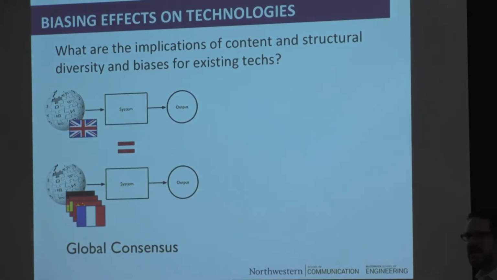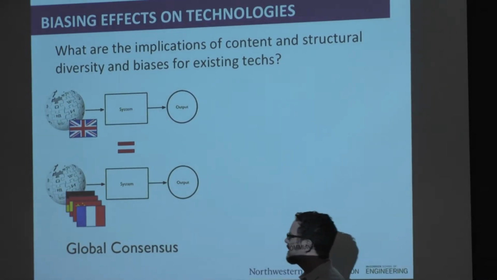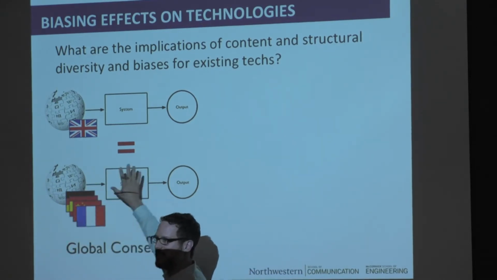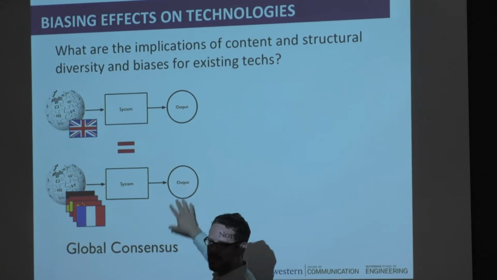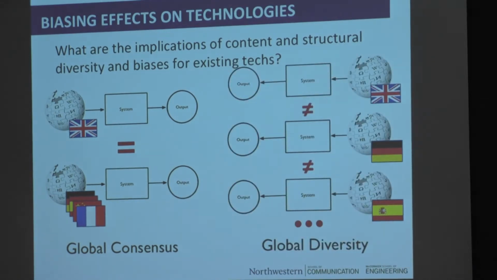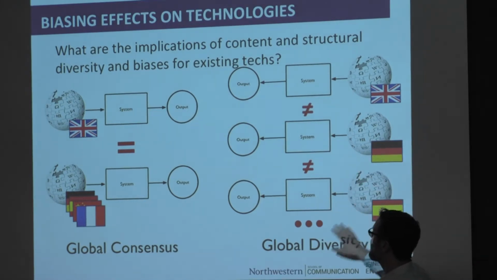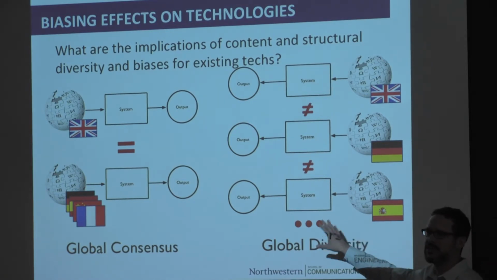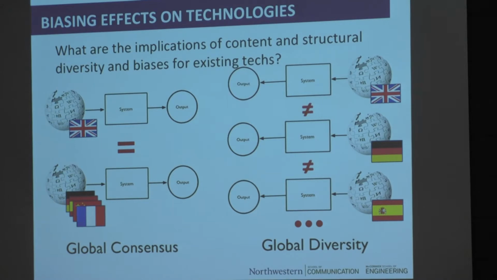So if we think about this back in terms of the global consensus, the argument would say it doesn't matter which language edition we seed these algorithms with, we'll get similar outputs on the output side. The global diversity perspective would say it really matters what language edition we feed into the system because we're going to get very different outputs on the output side, right? And so if the differences in these linking structures, if the differences in these content are having influence, they're going to influence our downstream systems that are making use of Wikipedia data structures.